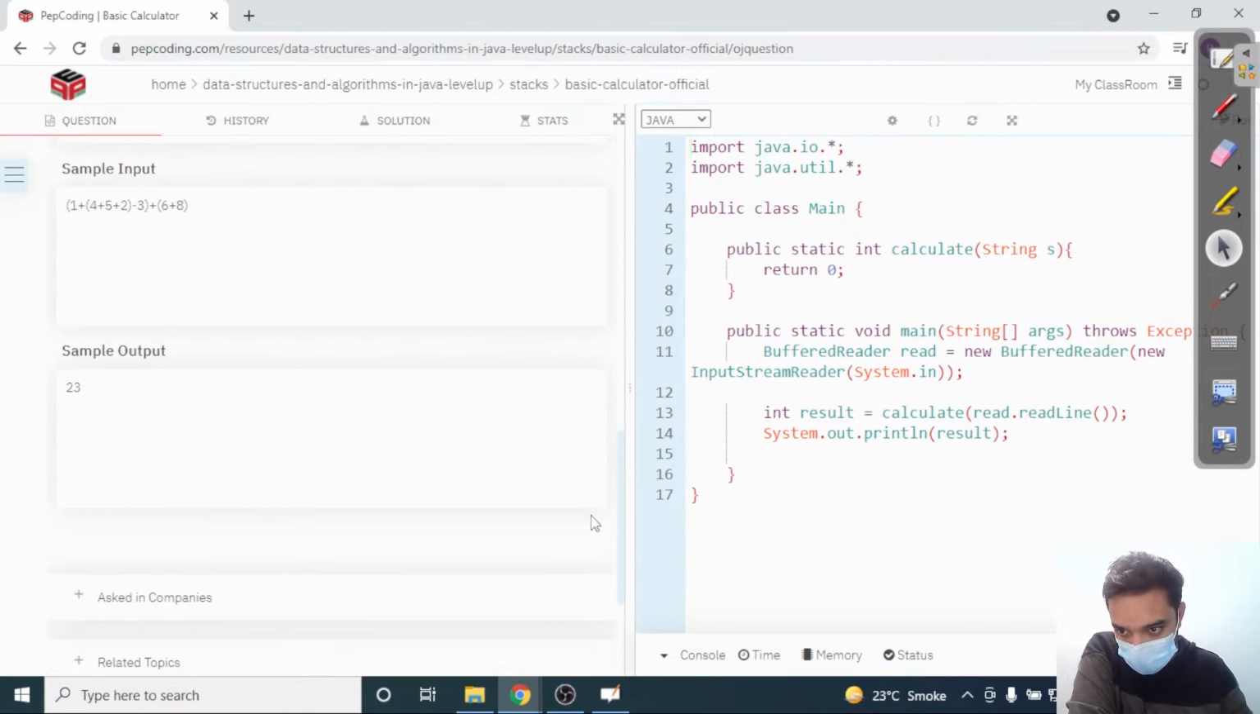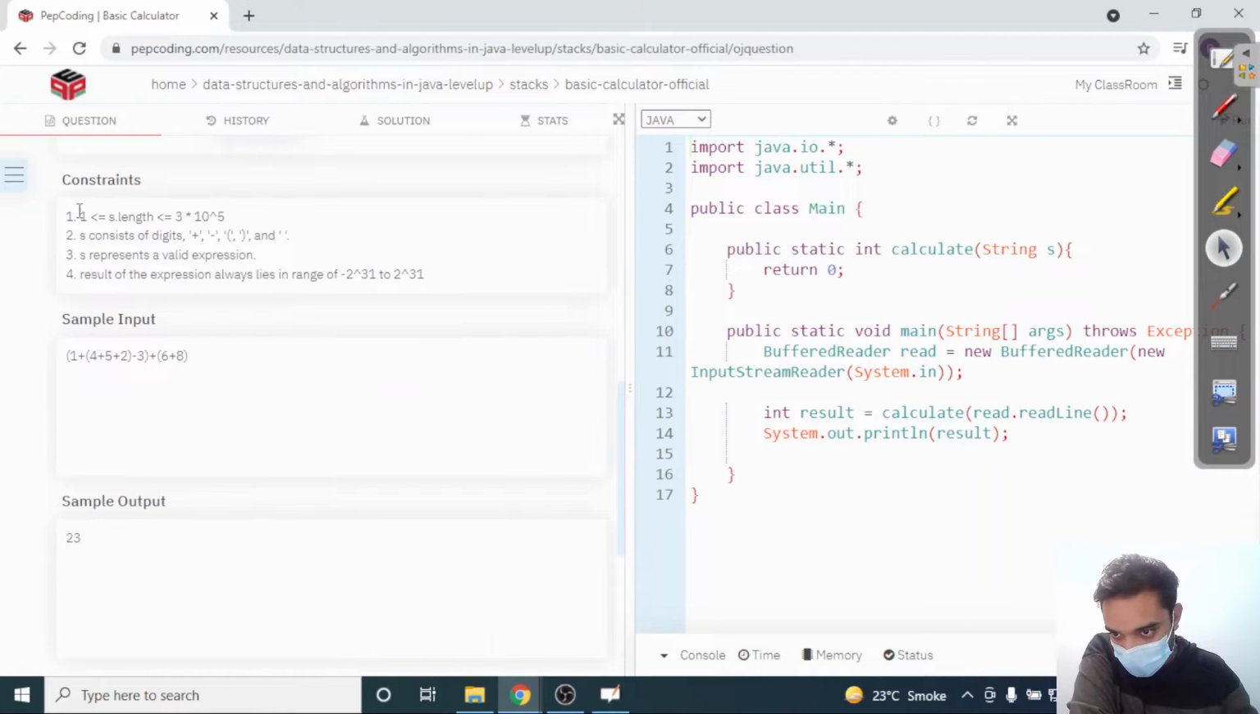So let's see what kind of constraints there are. My string's length will not be equal to 0. It will be equal to something, and its range is this. The string contains only plus signs, minus signs, parentheses, and empty spaces. There is no multiplication or division in this, only plus and minus. You can see a sample input like this.